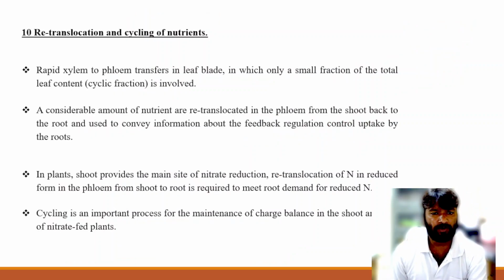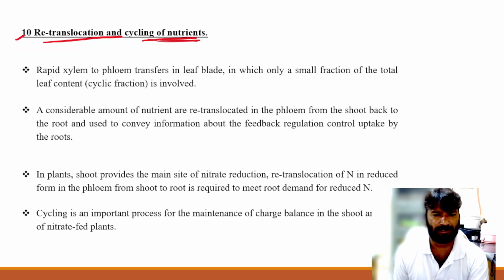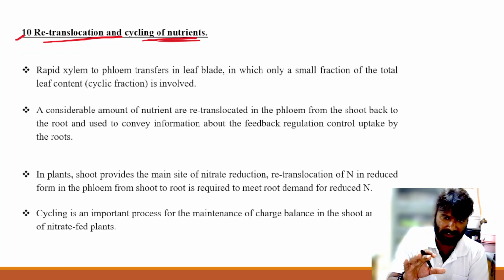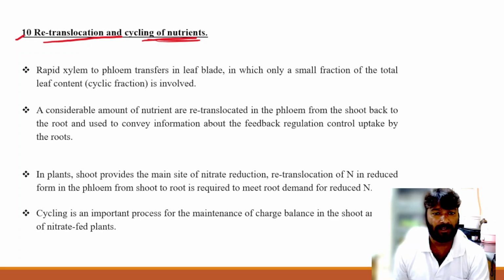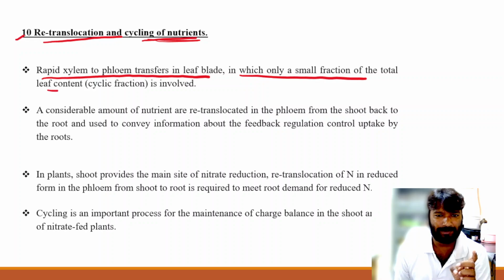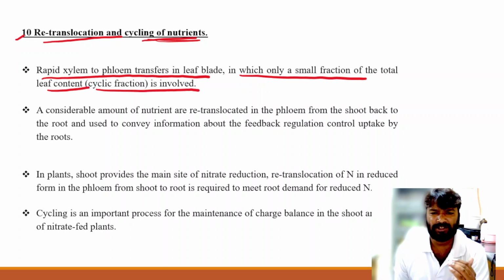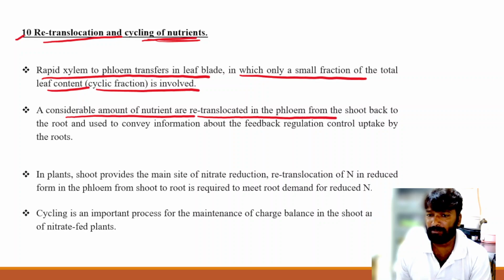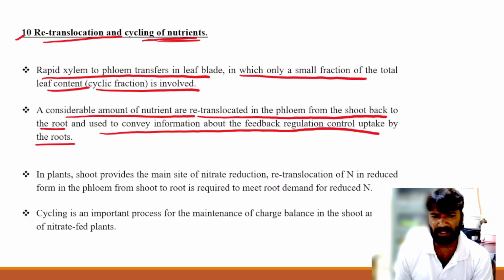Okay, now next point is the re-translocation or cycling of the nutrients. Okay, so the word is re-translocation and the cycling of nutrients. So rapid xylem to phloem transfer in leaf blade, in which only a small fraction of total leaf content, the cyclic fraction, is involved. So this involves a minute quantity. A considerable amount of nutrients are retranslocated in the phloem from the shoot back to the root and used to convey information about the feedback regulation controlling uptake by the root.